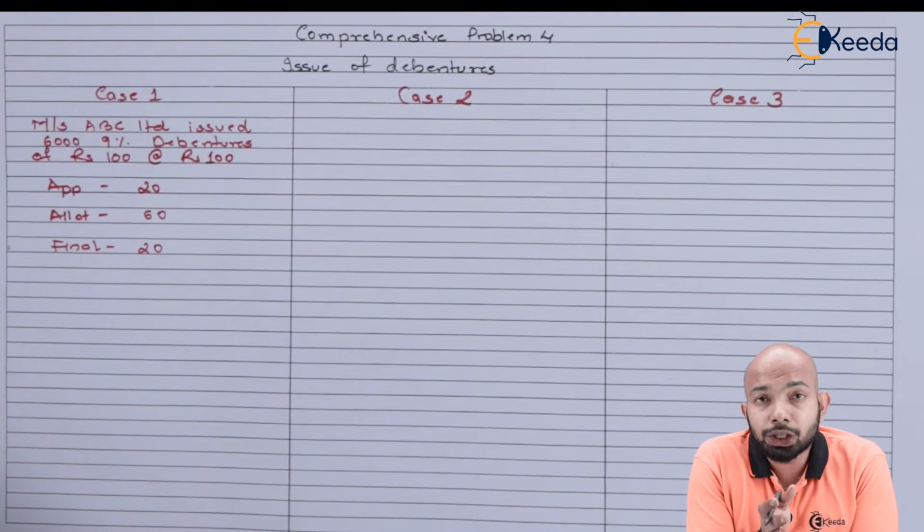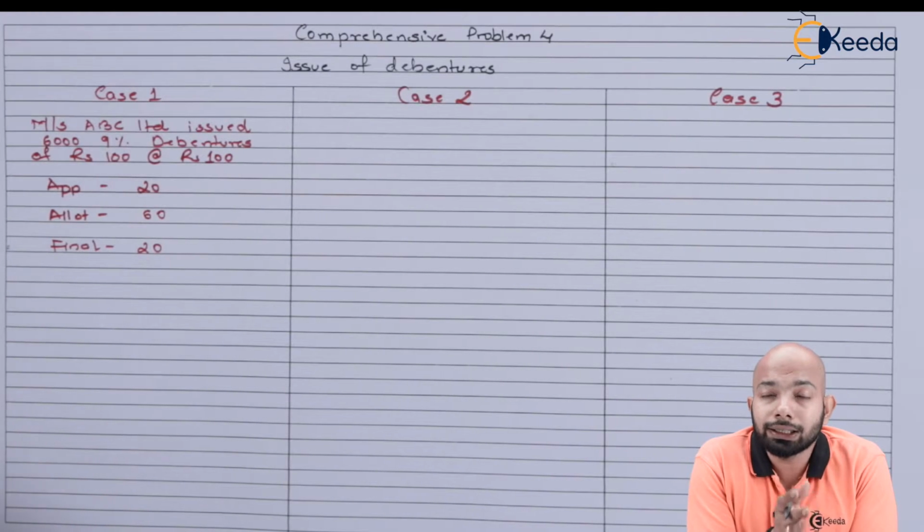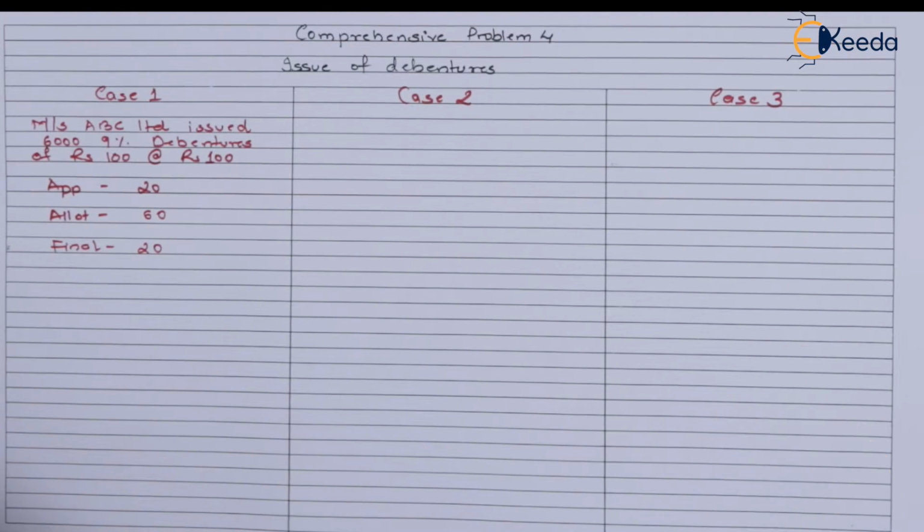So on application, out of 100 they're taking 20 rupees. On allotment, out of 100 they're taking 60 rupees, and on the final call they're taking rupees 20 again. The total accumulates to rupees 100 here. Now let's go on to the part where we have to discuss whether oversubscription comes into the picture or not.